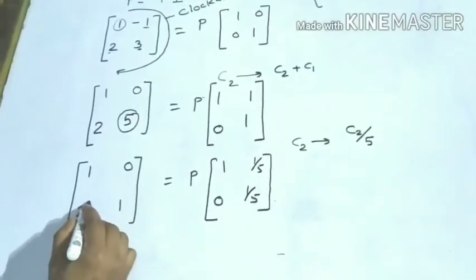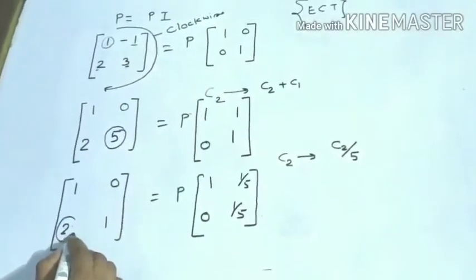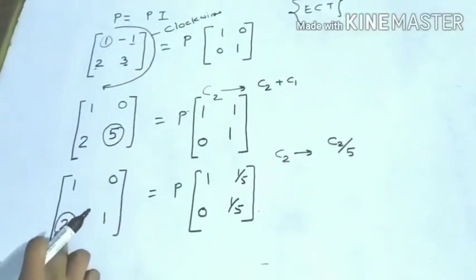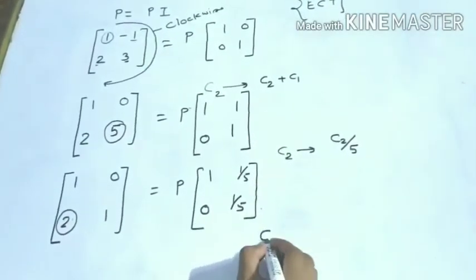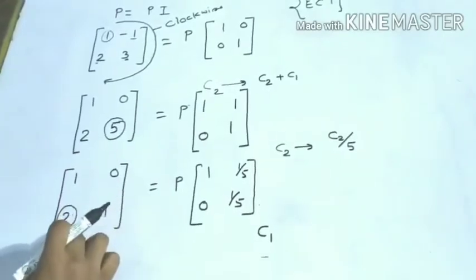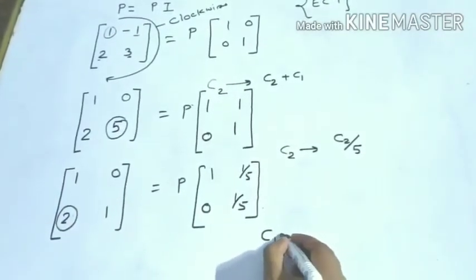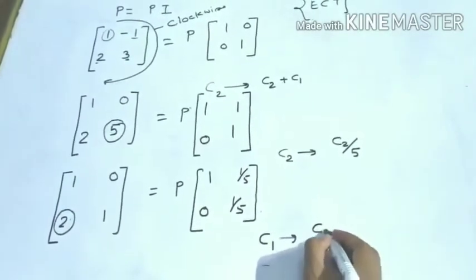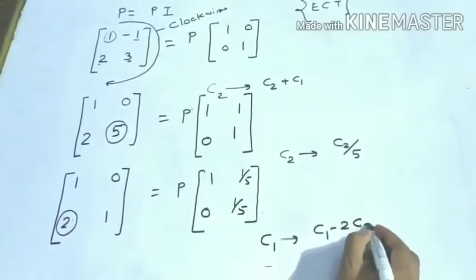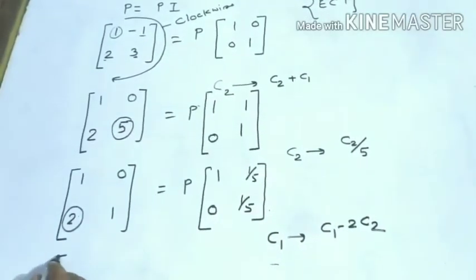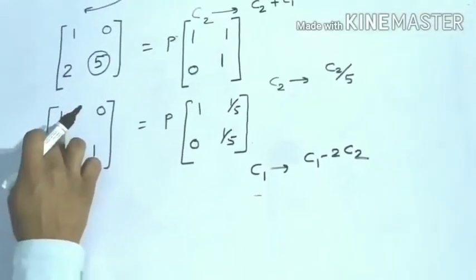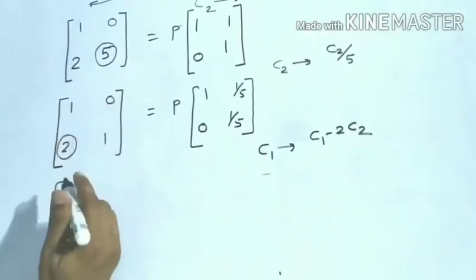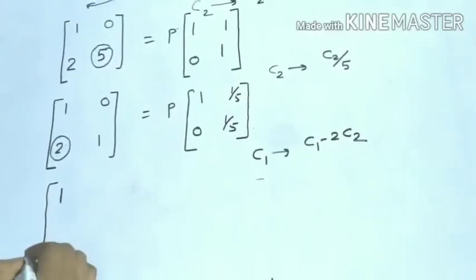Now then we want to make this 2 into 0. So we are going to apply this in C1, because this is the element of the first column. In C1 we want to do C1 minus 2 times C2. Then what will we get? Here you have to see C1, 1 minus 2 into 0 means this becomes 1.